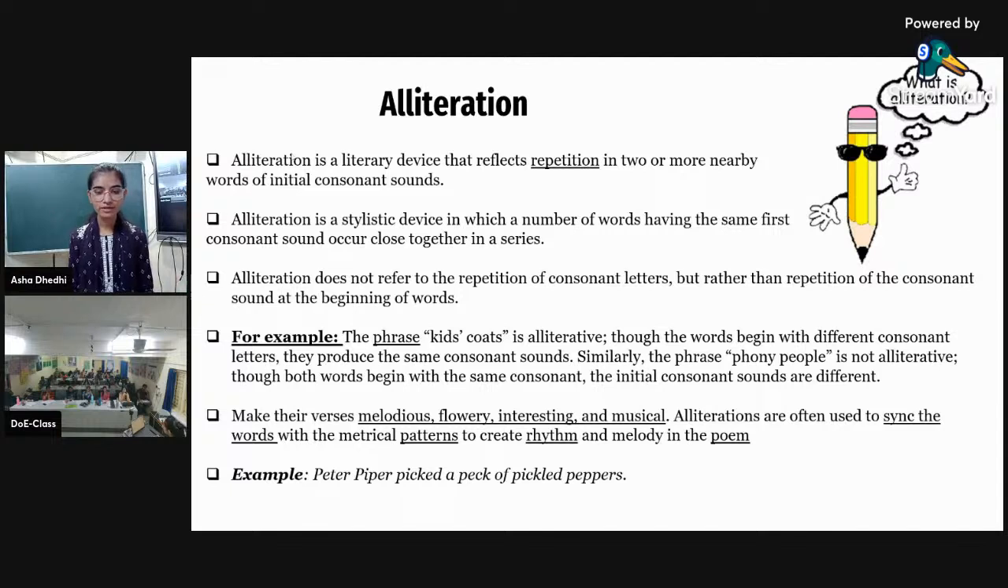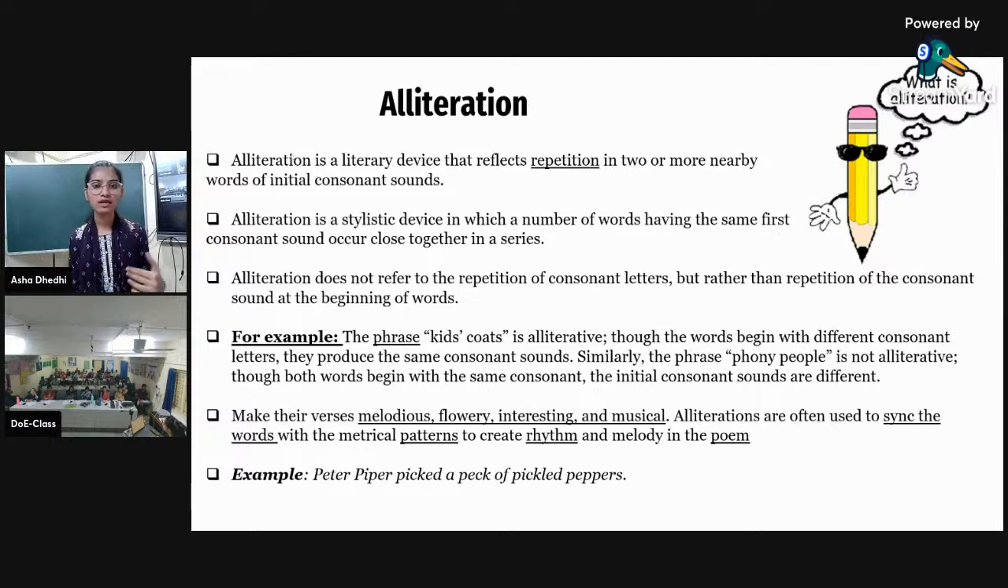For example, the phrase "kids coats" is alliterative. One example is given here, and you must not make the mistake of thinking that the letters are repeated. The sounds are getting repeated. In English, we have 26 letters, but besides that, we have 44 phonemes as well. So phonemes are the sounds which are getting repeated here, and you have to identify that. So kids, coats. Here in the first word there is K, and again coat, C-O-A-T. C is the sound which is pronounced as K. So that can be considered as alliteration.